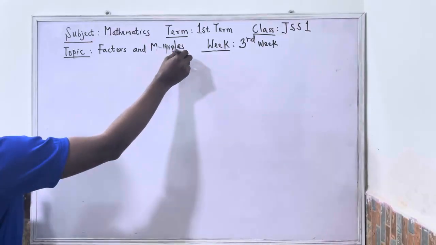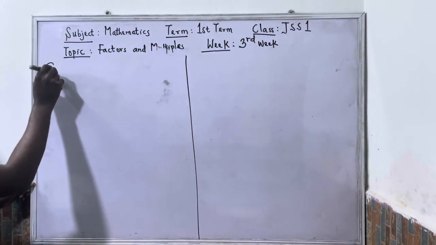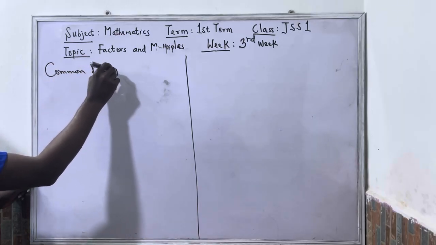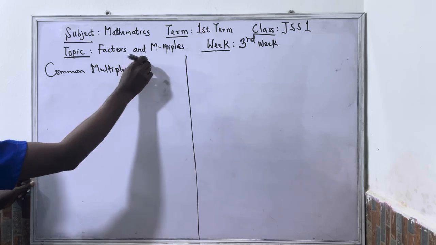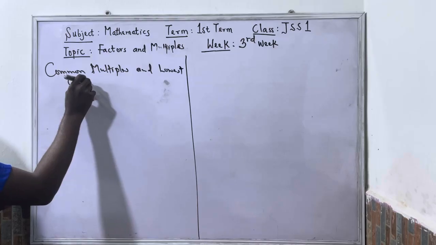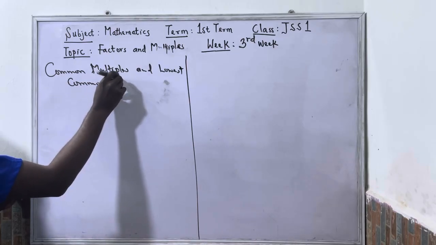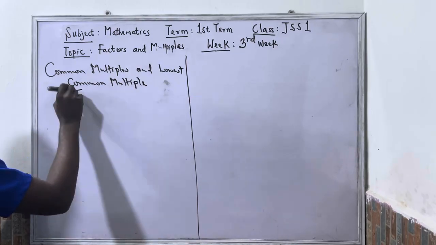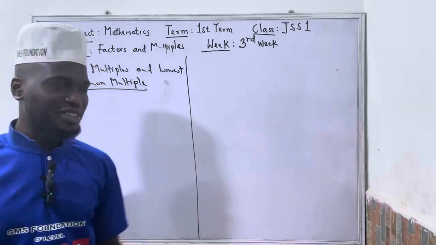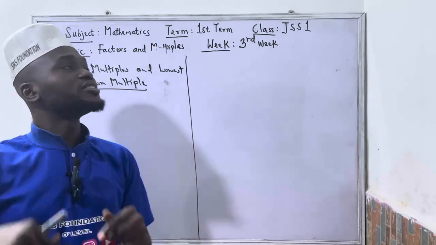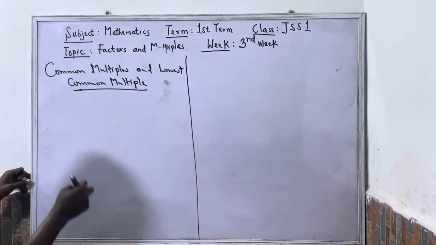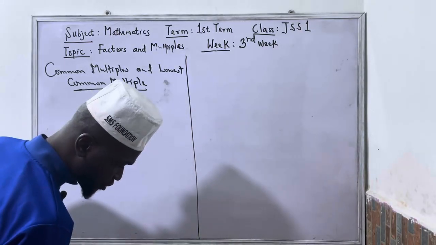So here I'm going to divide the board. Let's have common multiple and lowest common multiple. So now I will still use the same type of method just for you to understand what they mean by common multiple and lowest common multiple. Very good. So let's have a question on that.